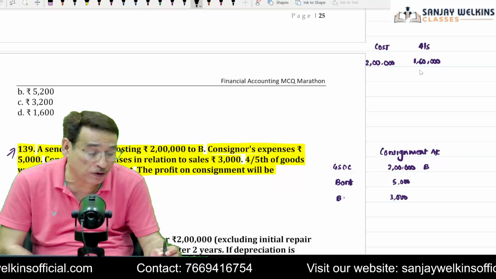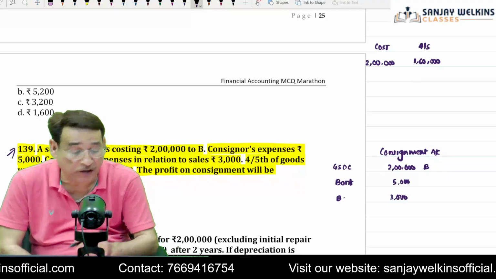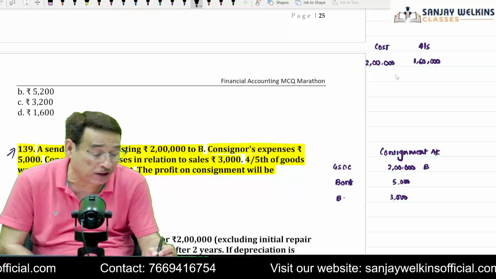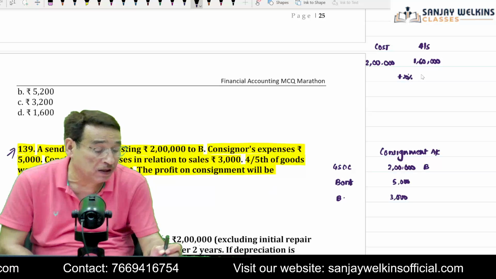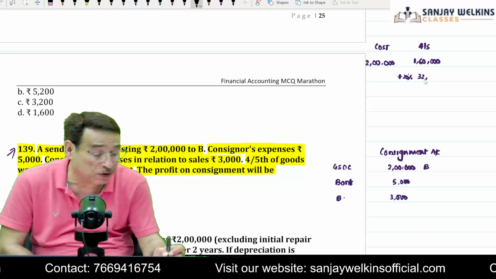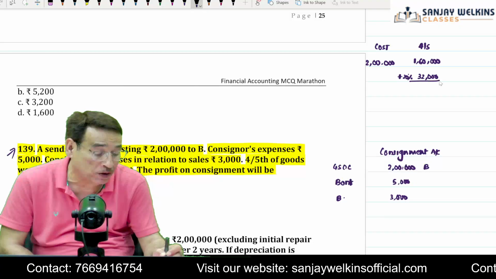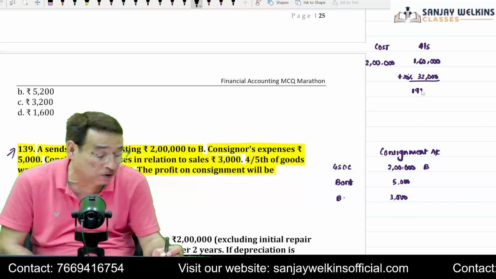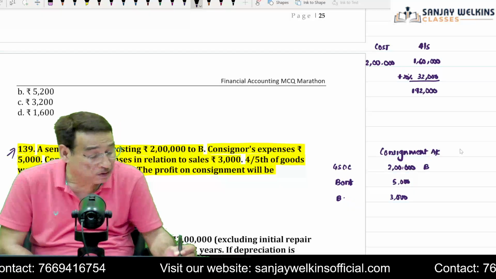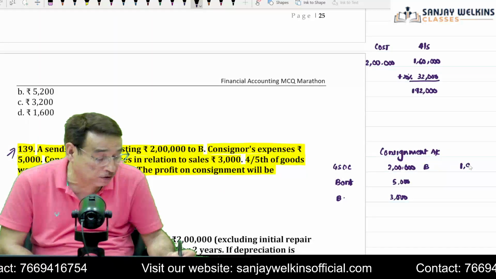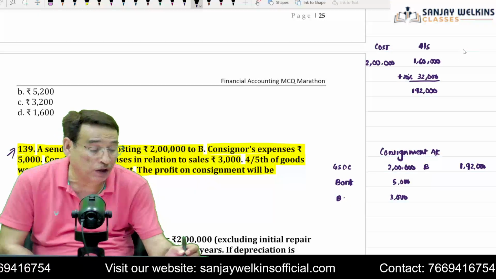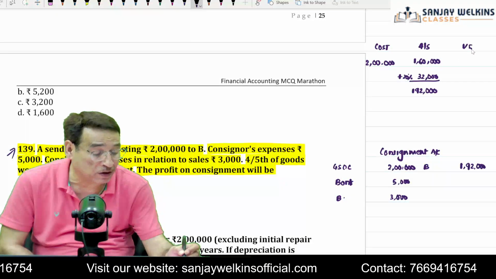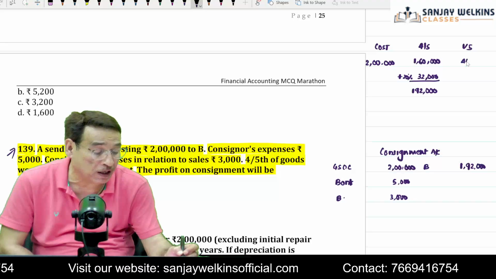4/5 of the goods were sold at 20% above cost. So I will simply add 20%. 20% will be equal to 32,000. So that means these goods have been sold at 1,92,000. So this will be 1,92,000 you are going to write here. Also, it means 1/5 of the goods are in the stock. That is 40,000 worth of goods are in the stock.